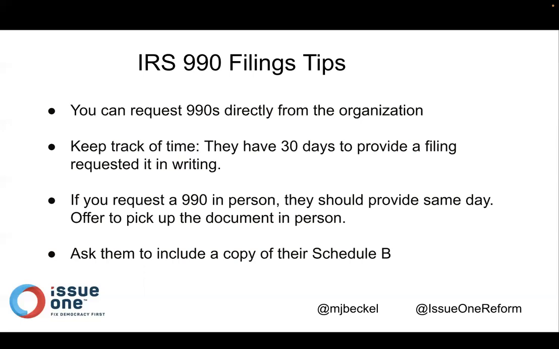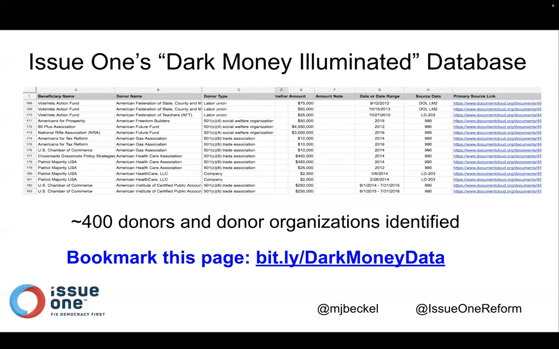And so when you do request these 990s from organizations, we always advise that you also ask for a copy of their Schedule B, knowing that they can redact the names of their donors, but still provide you with that redacted copy of Schedule B. And that can be very insightful for looking at some of the patterns.